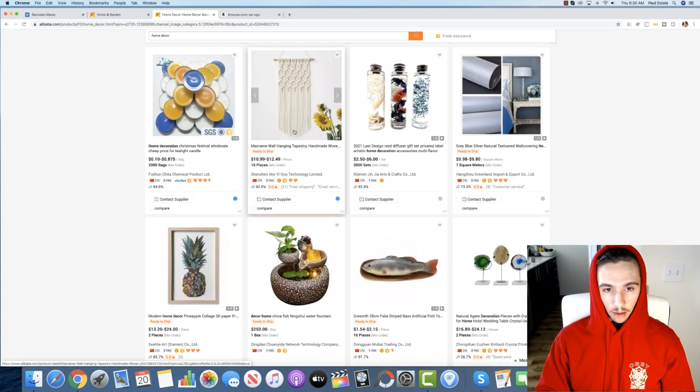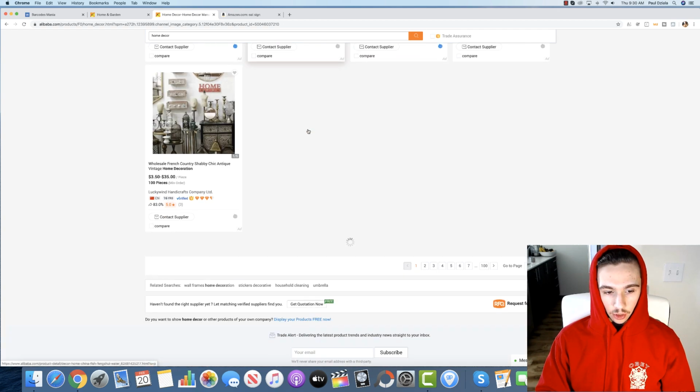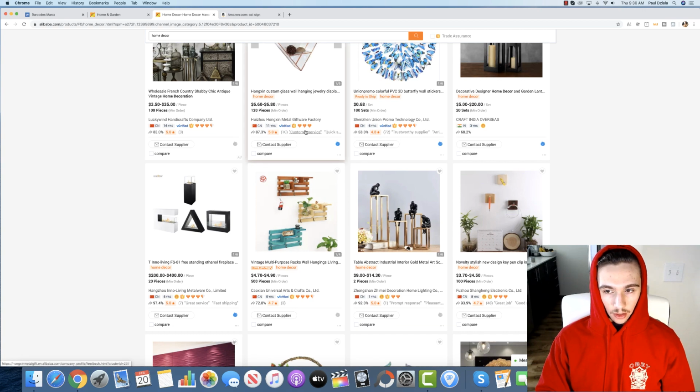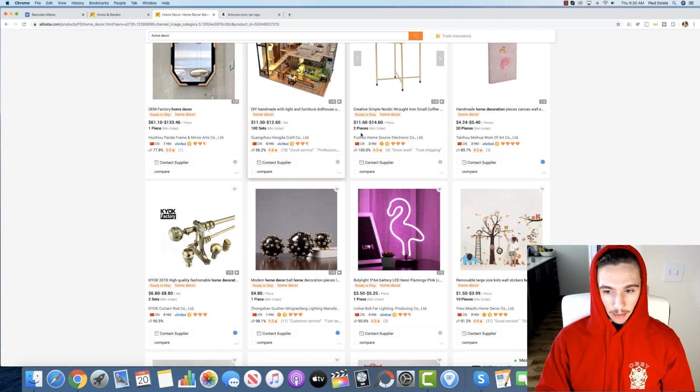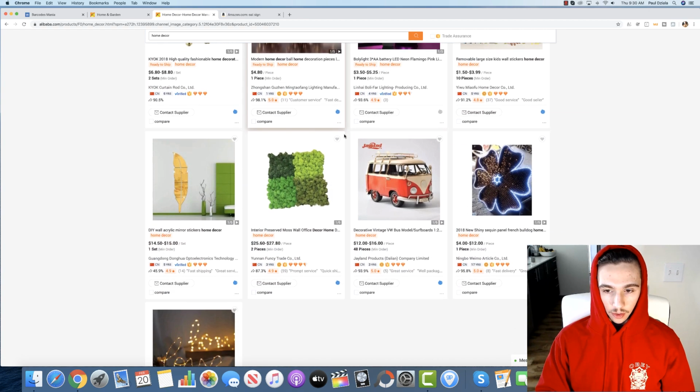So these macrame wall hanging tapestries, whatever, those are actually really good. And I have a product similar to that, right? I sell a macrame shelf, which is doing really good.